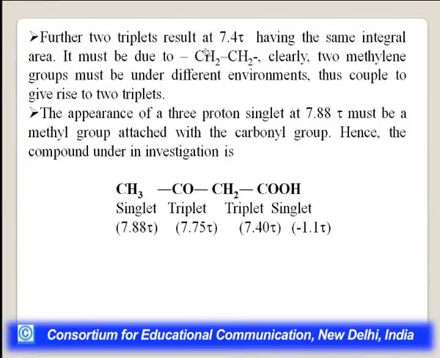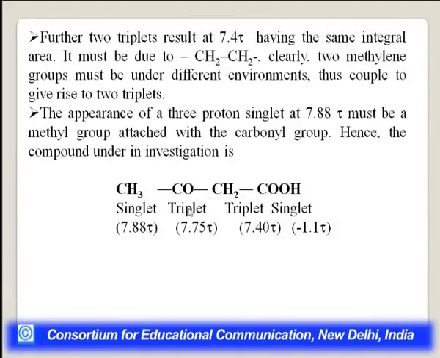Further, 2 triplets result at a value of 7.4 tau having the same integral area. It must be due to CH2 moieties. Clearly, the 2 methylene groups must be in different environments, thus coupled to give rise to 2 triplets. Here you can see that this CH3 at 7.88 is a methyl group attached to the carbonyl group. Why am I saying it is attached to the carbonyl group? Because no doubt 3 hydrogens are present, but still it is a singlet, because the adjacent carbon has no hydrogen, so it appears as a singlet.